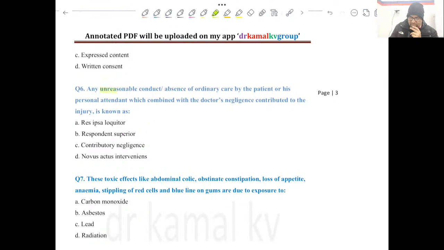Now, an unreasonable conduct or absence of ordinary care by the patient or his attendant, which is combined with the doctor's negligence, and then it contributed to the final injury.